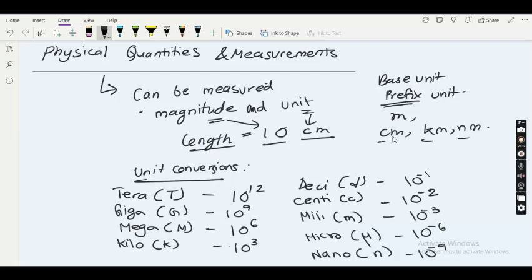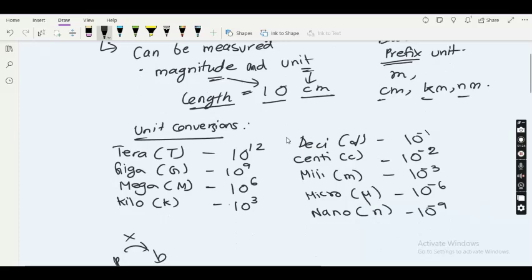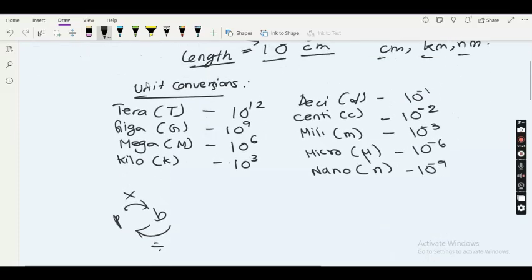And how do we convert a prefix into a base unit and vice versa? To do that, you will need to memorize this chart for unit conversions. This chart is extremely important for unit conversions. Once you properly understand this chart, you can convert any prefix into a base unit and base unit into prefixes. To convert a prefix into a base, you're going to multiply by these numbers. And to convert a base unit into a prefix, we're going to divide it by these numbers.